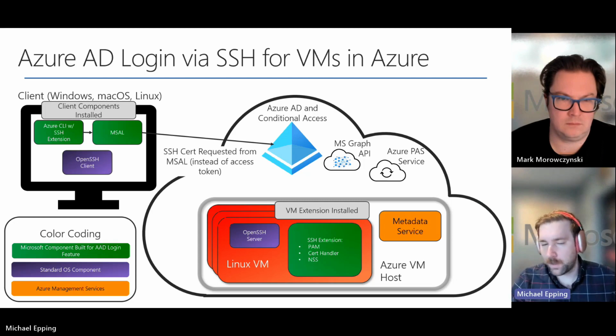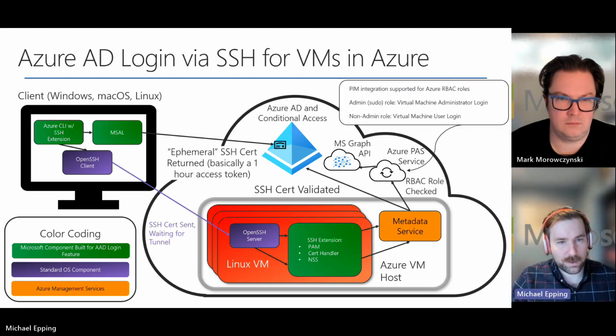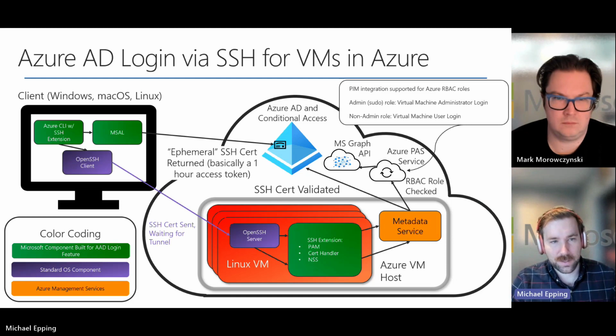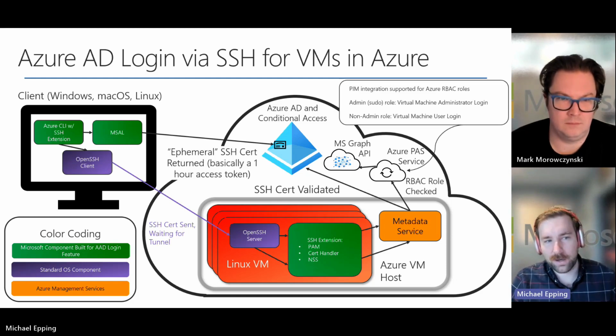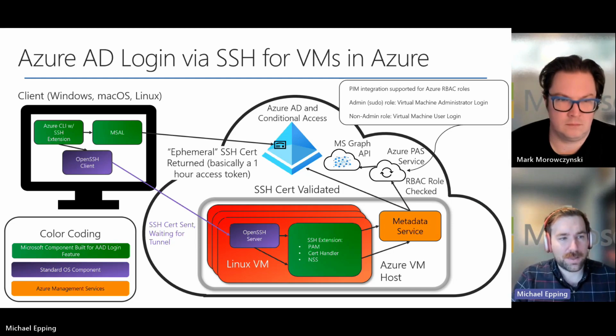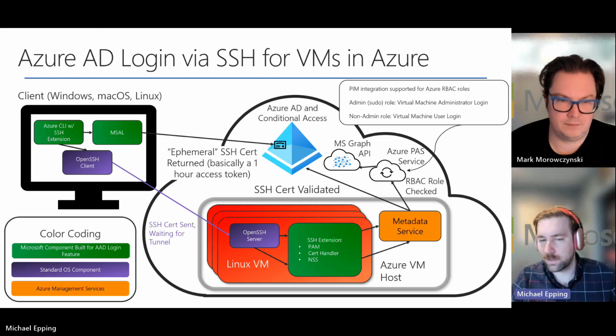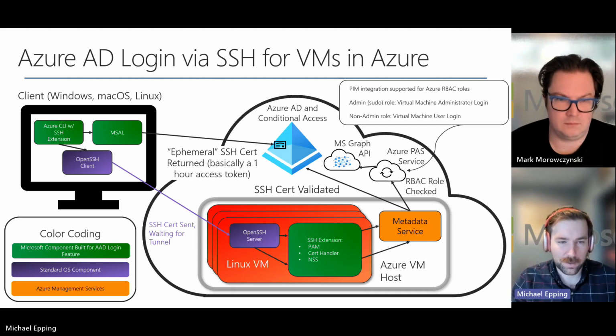Again, we do all the proper authorization checks. So we see, is the client healthy? Did the user do an MFA? All of those sorts of things. If everything works out correctly, the user is given a certificate. This is a 1-hour SSH cert, so just like an access token, it's very short-lived. And then this is passed to the OpenSSH client, which then sends that certificate to the OpenSSH server and waits to see if the tunnel is going to be established.